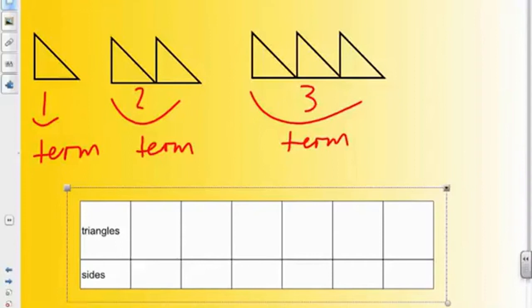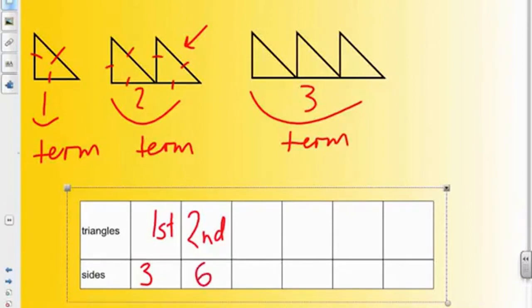So when we've got one triangle, how many sides have we got? We've got 1, 2, 3. So the first term equals 3 sides. If we go to the second term, we've got 2 triangles, don't we? And how many sides do we have? 1, 2, 3, 4, 5, 6. So the second term has got 6 sides.